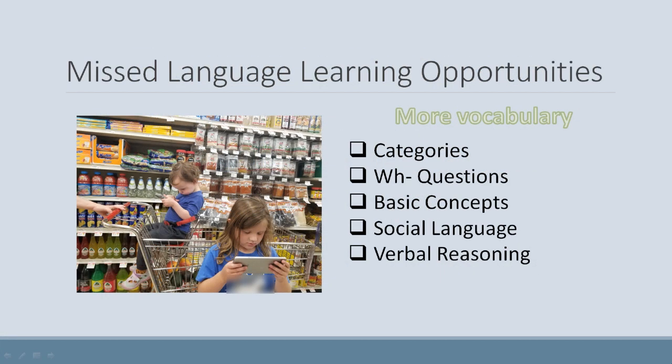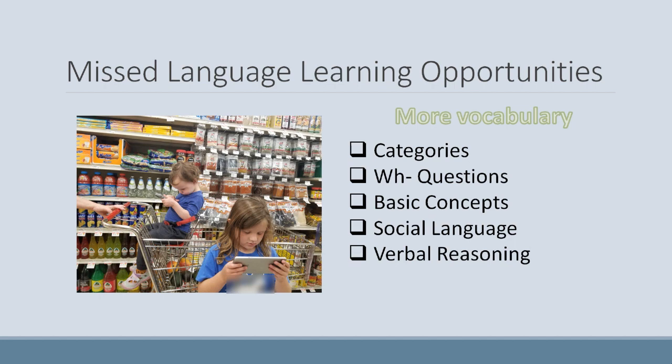Let's look at the grocery store. This is another place where you might see small children on devices. And we've always told parents that a great functional way to practice vocabulary is at the grocery store. Here we have categories naturally set up for us.